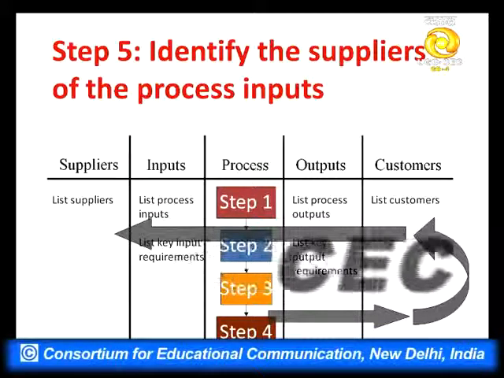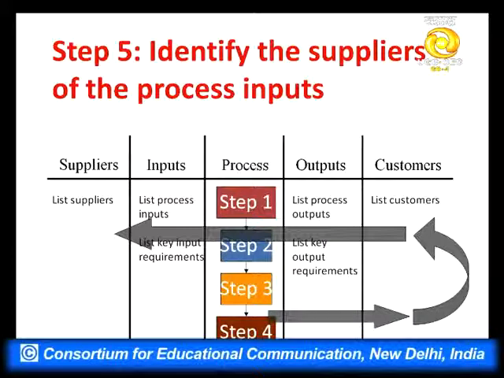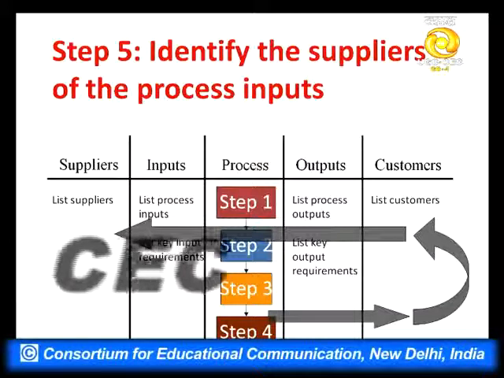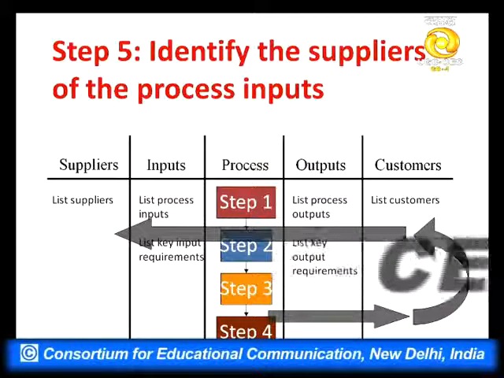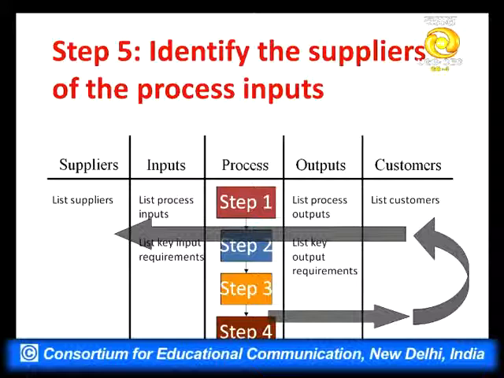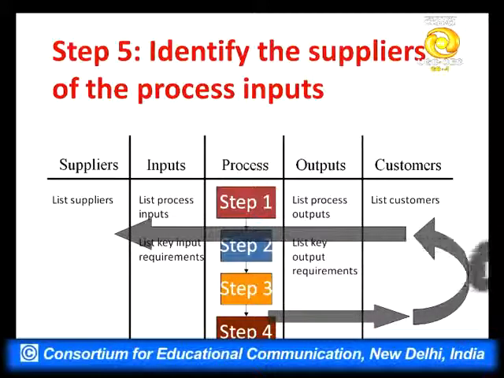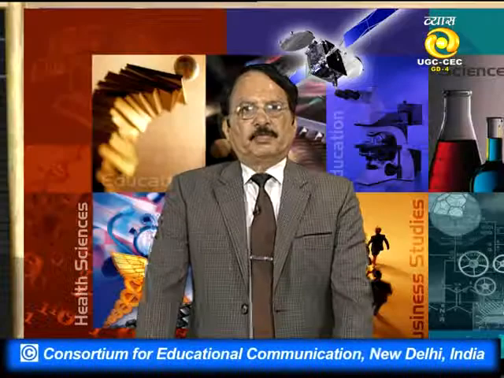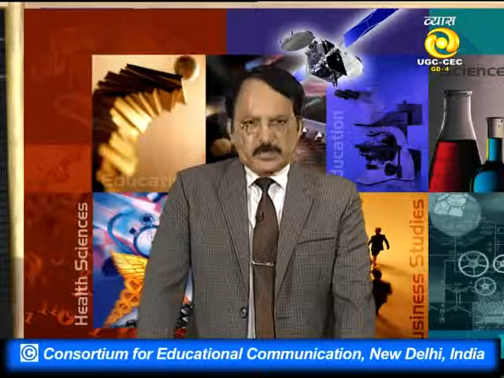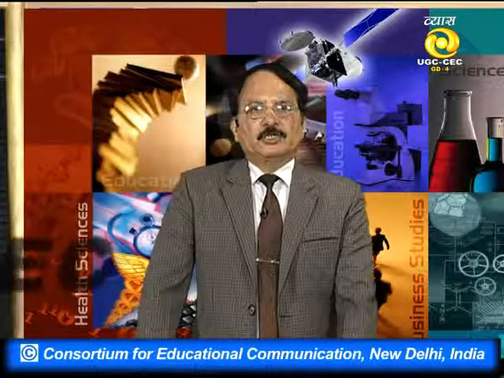And looking at the diagram, you will come to know where exactly an improvement is required or improvement is possible, where exactly modification is possible, and then brainstorm. And this brainstorming is also done for knowing the suppliers, knowing the inputs, knowing the process details, outputs and the customers. This completes the SIPOC diagram, how to prepare the SIPOC diagram.